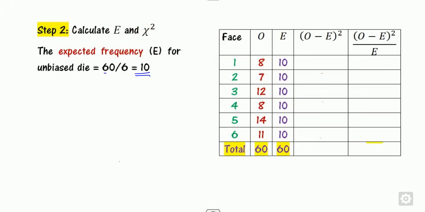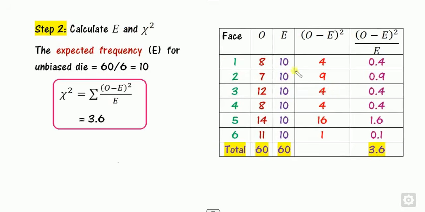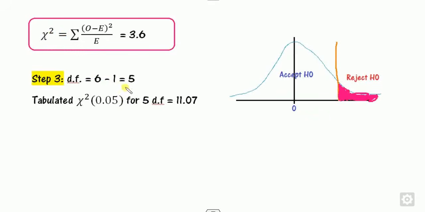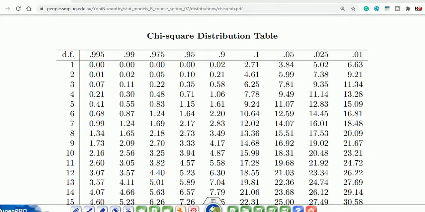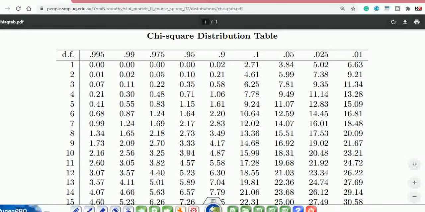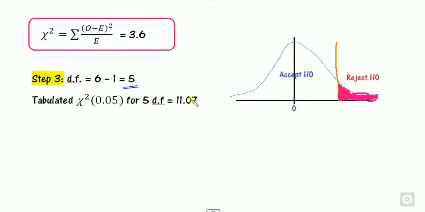Now you can calculate this (O minus E) whole square by E. Now look at that, each value of E is greater than 5, so you can simply calculate them. You will get 3.6. What is step number 3? The degree of freedom. How many elements did you need to find 3.6? 6, and 6 minus 1 is 5. So the degree of freedom is 5. The tabulated value at 5 is 11.07.